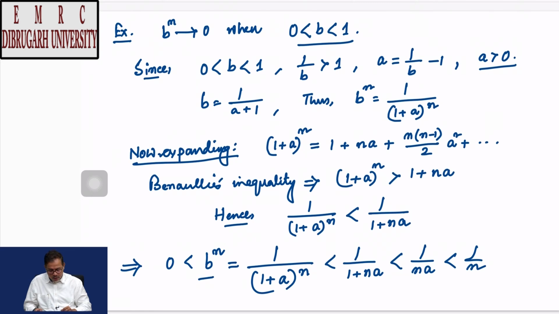So, ultimately what we have obtained, b to the power n is less than 1 by n, and once we obtain this inequality, immediately by similar argument as we have been already doing, we can say that b to the power n tends to 0, as we have done in the earlier cases also.